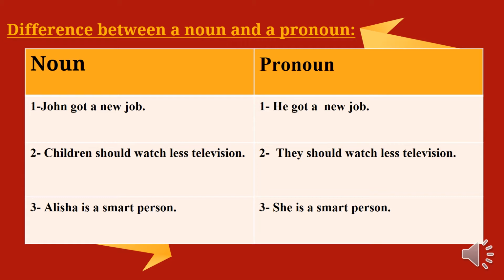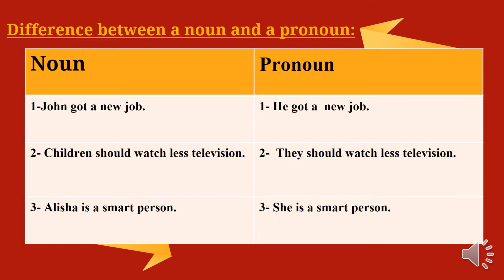Now observe the second example. Children should watch less television. Here children is a noun. Now see the other example. They should watch less television. Here word they will be considered a pronoun as it is used in place of a noun. Now observe the third example. Alicia is a smart person. Here Alicia is a noun. See the other example, which is she is a smart person. Here again she is a pronoun which is used in place of a noun.